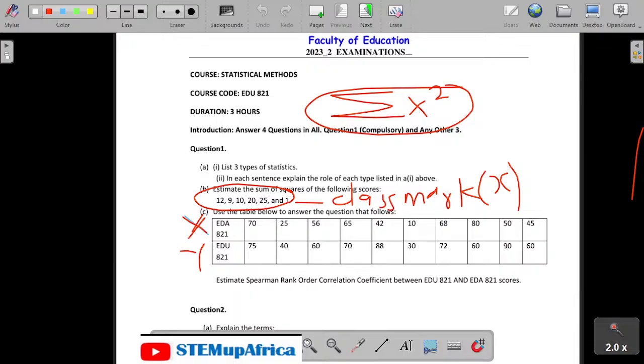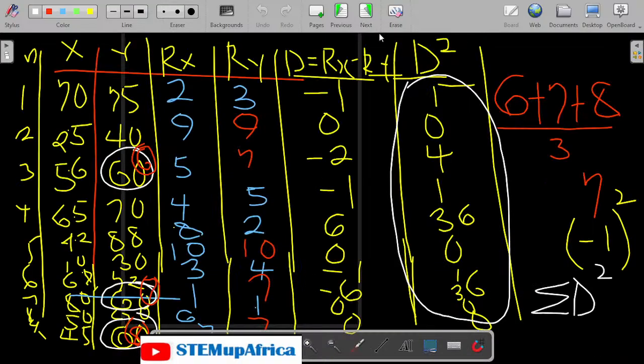Okay, please, I don't understand where you start calculating. Okay, let me go back. Let me explain it. But you understand the ranking. The highest number is 1, followed by the second highest 2, and the rest. Then you subtract it to get your difference. Then you square the difference. So let's see how the correlation was done.